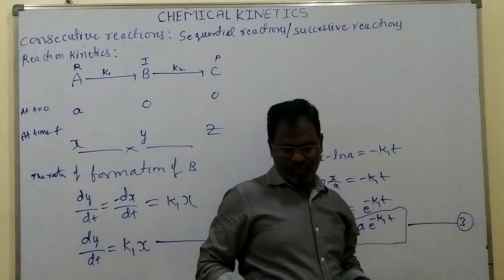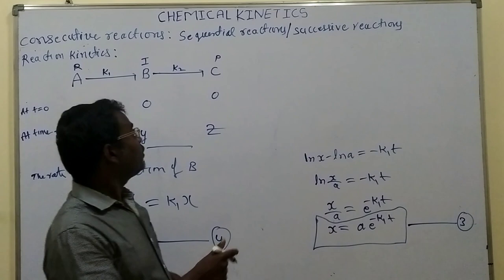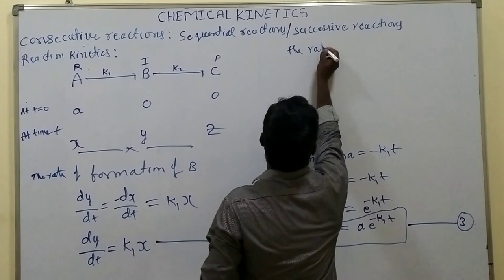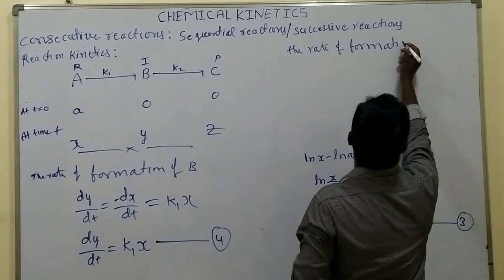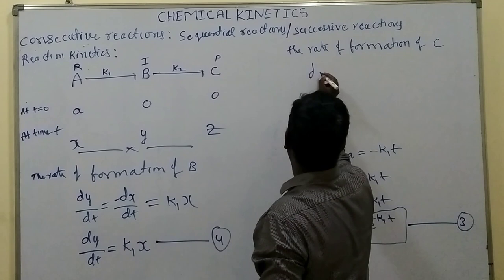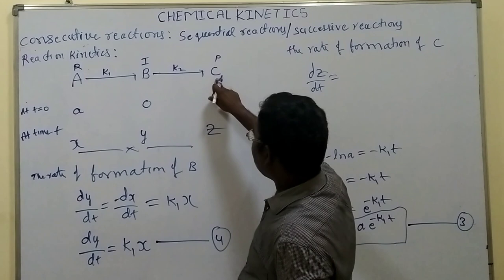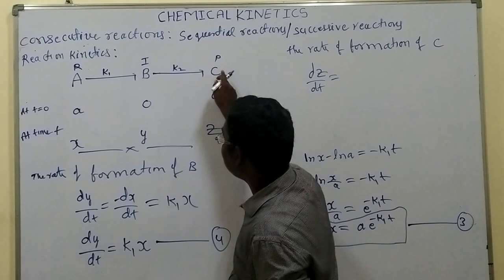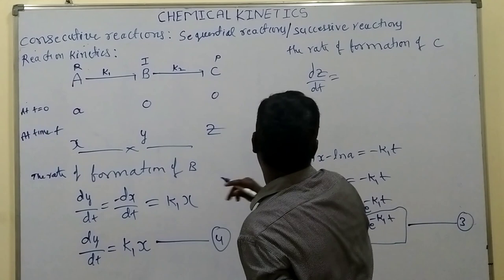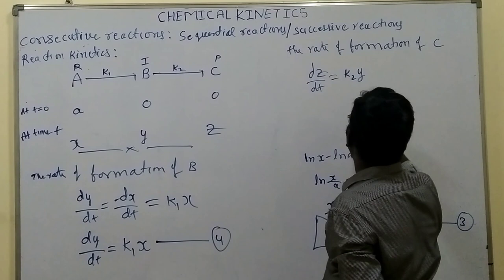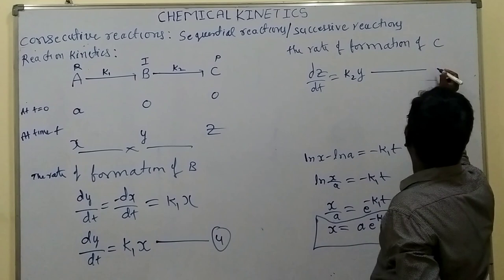Now you take the rate of formation of C. So dz/dt is equal to, here we are getting the C. The rate is directly proportional to the concentration of the reactant. In the present case, our reactant is the intermediate only, and its concentration is y. That's why it is k2 into y. So this is equation 5.